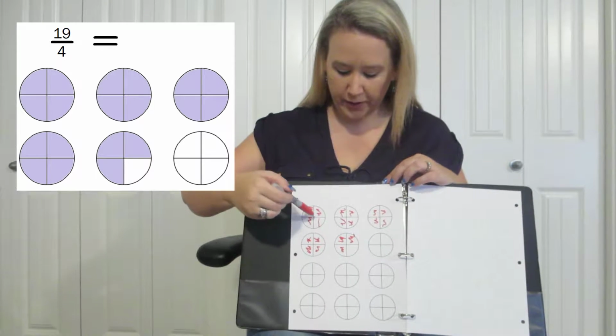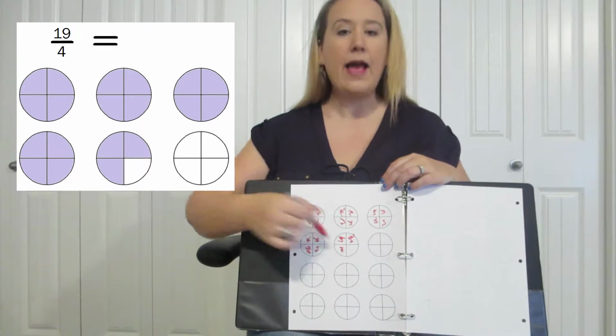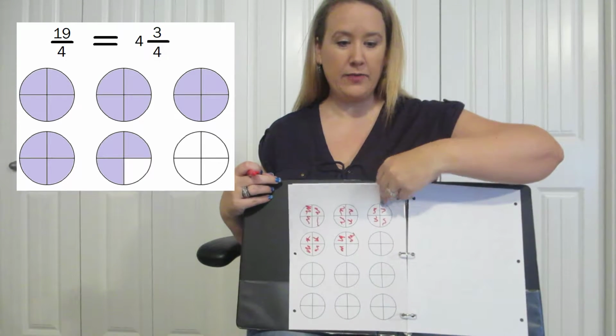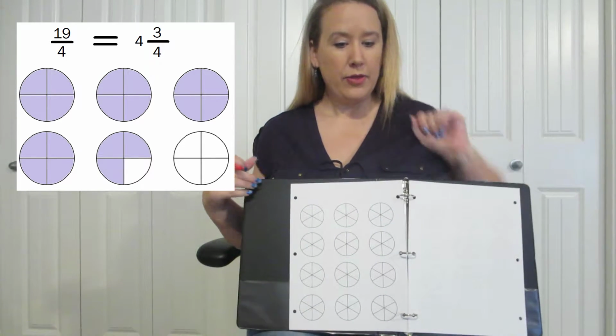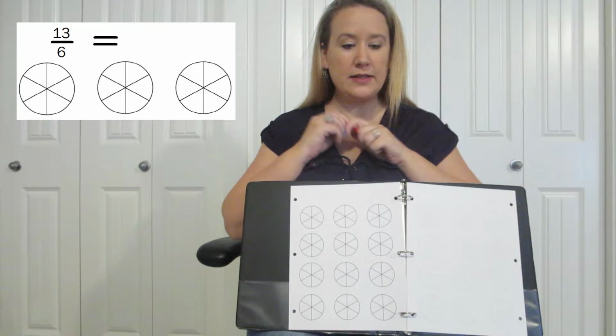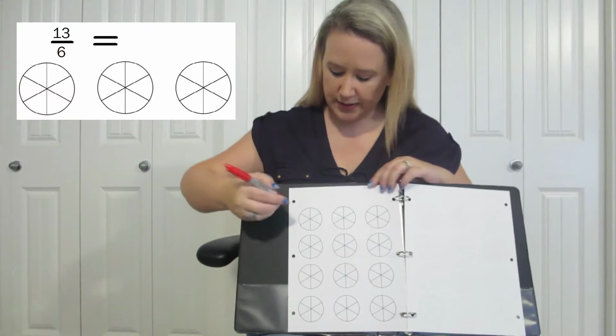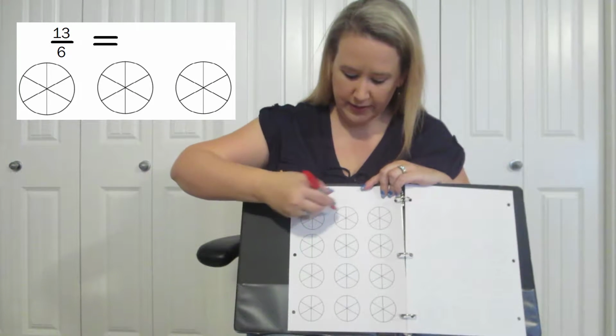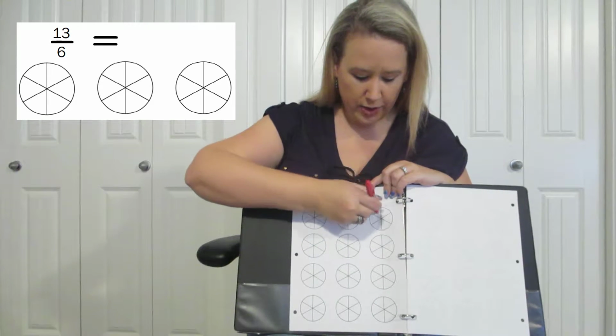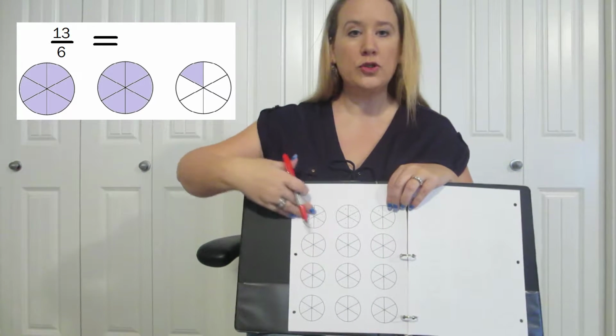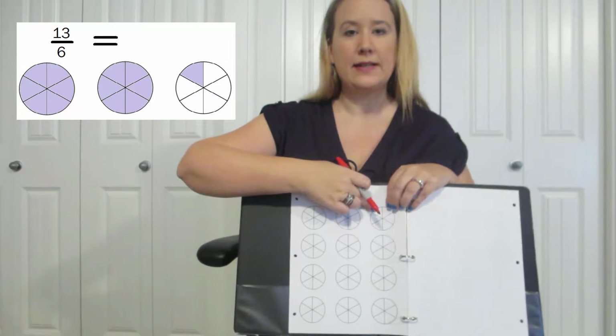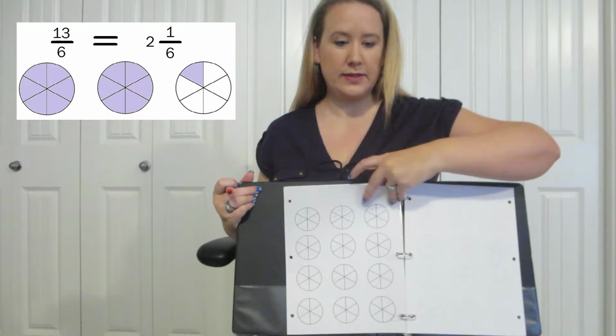So we've got 19 fourths on here. That's 1, 2, 3, 4, and 3 fourths. Okay, so 19 fourths is the same as 4 and 3 fourths. Next question is 13 sixths. So here's my page with a 6 on it. 1, 2, 3, 4, 5, 6, 7, 8, 9, 10, 11, 12, 13. So I've got 2 whole circles filled in and 1 sixth left over. It's the same as 2 1/6.